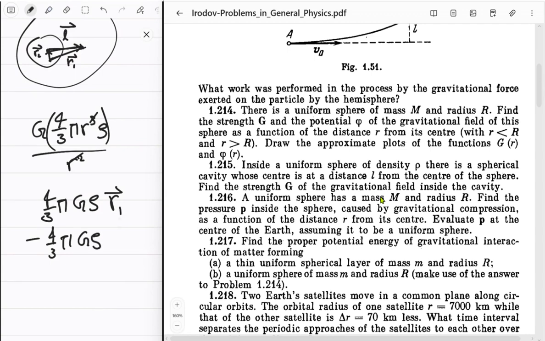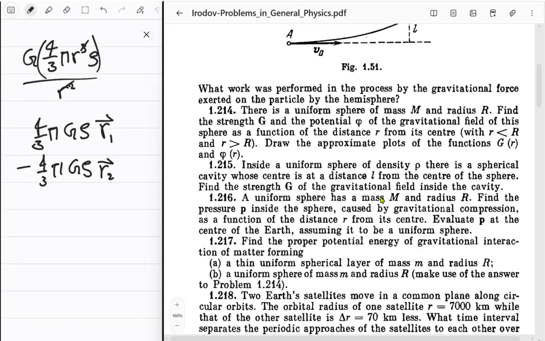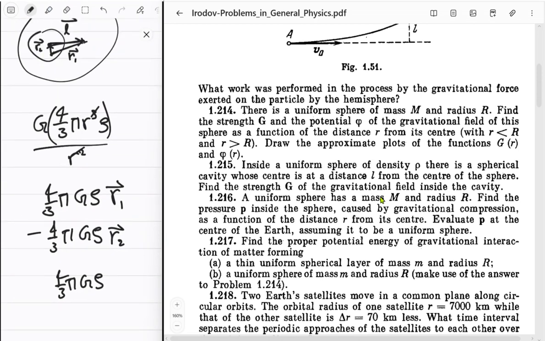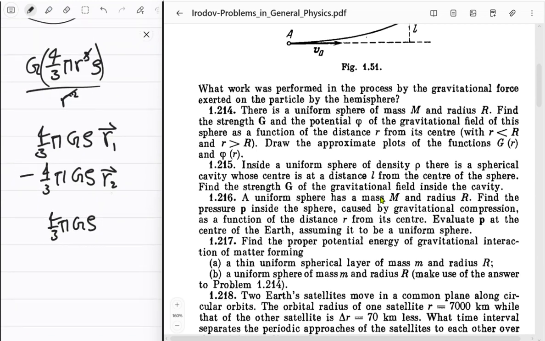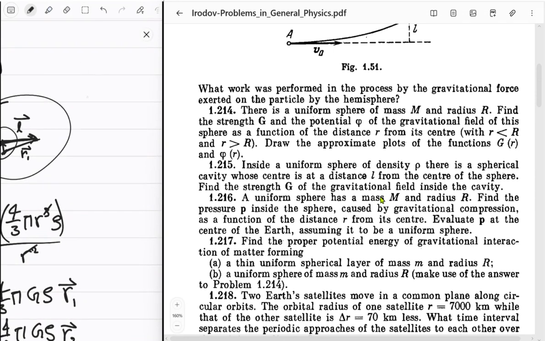And then you've got the R2 vector, and this is basically just 4/3 pi G rho. The R1 vector is this point, the R2 vector is this point with respect to this guy, right? So this minus that is just this vector, which is the L vector. So the L vector is pointing in that direction. It's going from the cavity center to the center of the sphere.